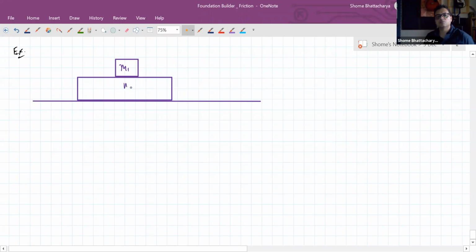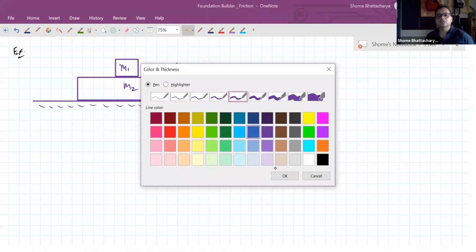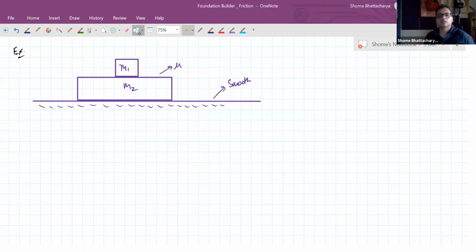So let's say this is M1, this is M2, and this is a smooth surface, this is a rough surface. Now again, same kind of situation, but to start the motion, we are applying horizontal force on the upper block instead of the lower block. So both blocks are initially at rest.